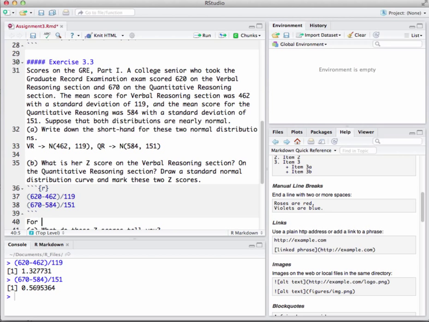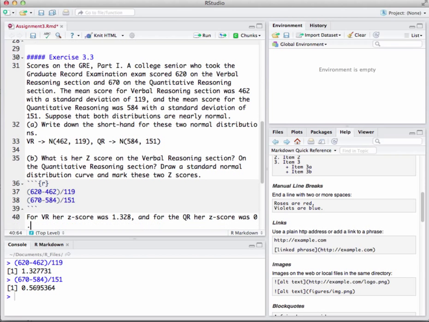So for the verbal reasoning, that's her z-score. What was it? Well, it was 1.328. We'll go out 3 places. That's plenty. And for the quantitative reasoning, her z-score was, let's see, what was it? It was 0.570 if we round off to 3 places, okay?